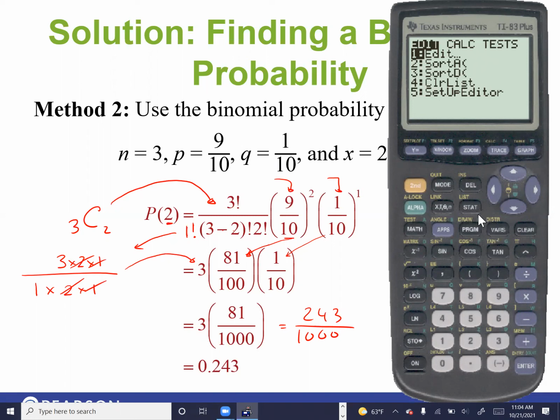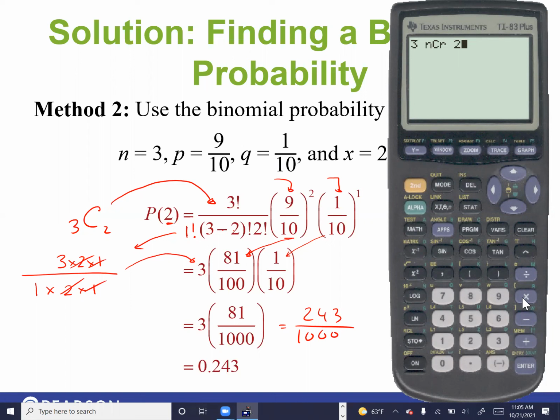Sorry, I went the wrong way here. So we're going to go to math right over here, and head over to probability. Probability, and we go to nCr because we're looking at combinations, right? All the different possible arrangements of 3 objects into 2 pieces here. So we click enter, and then we click on 2. That will take care of that whole factorial process in the beginning.